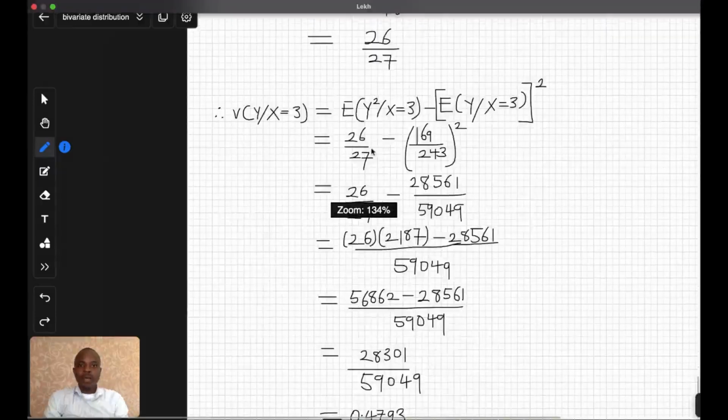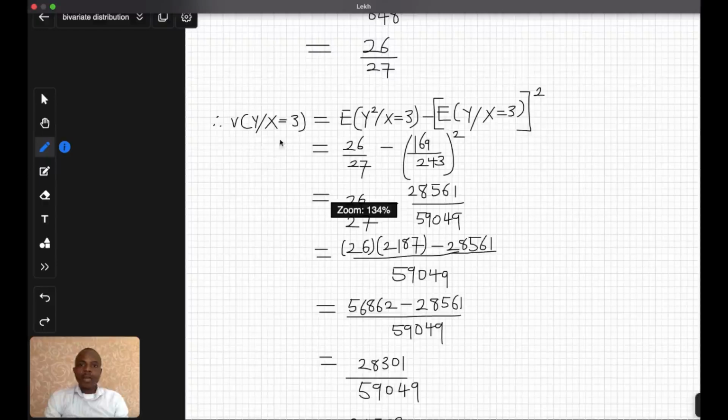And now we want to obtain the variance. And in order to get the variance, we need the expected value of y squared, given x equals 3. Now we have obtained this to be 26 over 27.